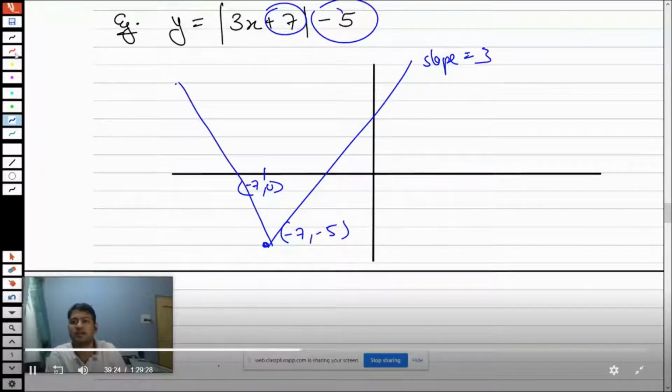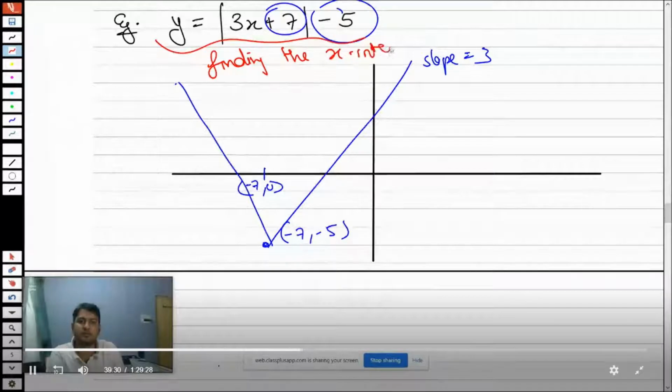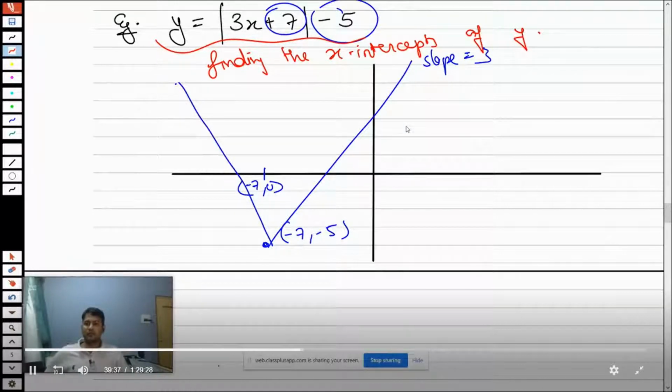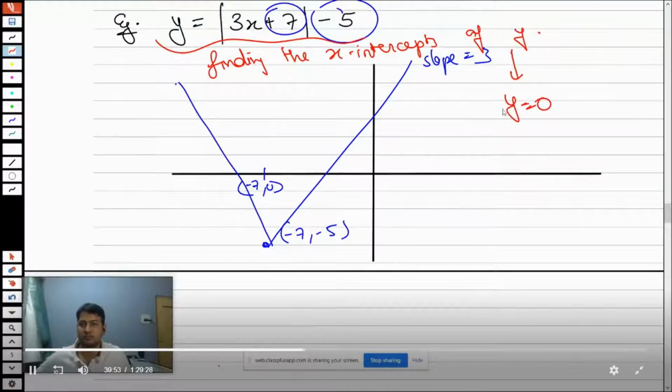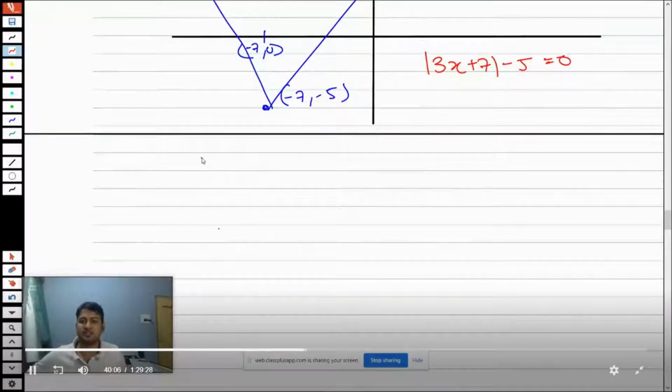Now suppose I am interested in finding the x-intercepts. So what are x-intercepts? The x-intercept is when y becomes equal to 0. So I'm interested in mod of 3x plus 7 minus 5 equals 0. So what are going to be the x-intercepts? So mod of 3x plus 7 equals 5.